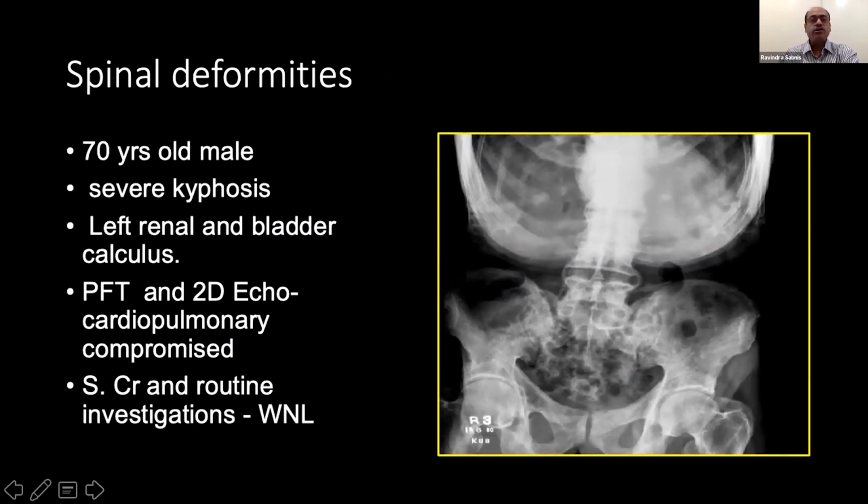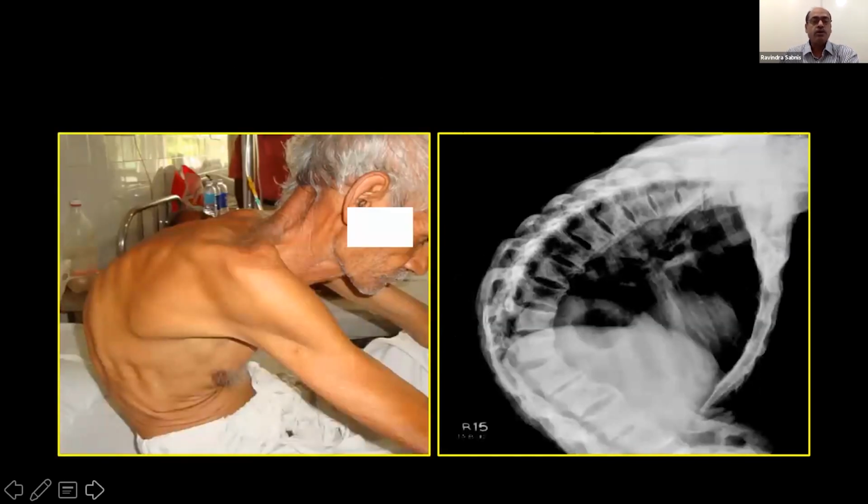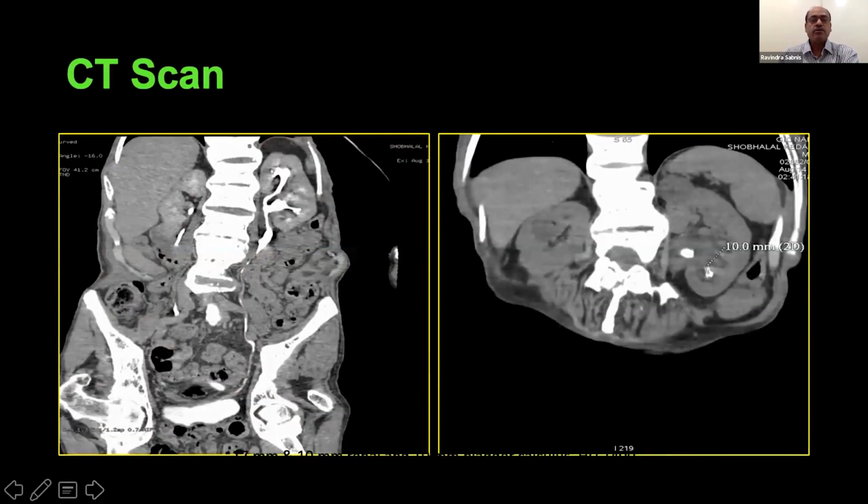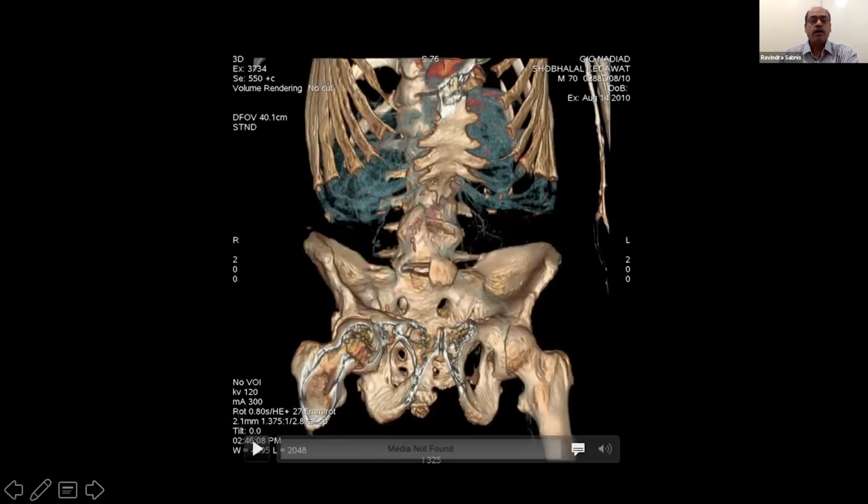Sometimes the challenging situation is a spinal deformity, and this is a very, very challenging case. A 70 year old male, severe kyphoscoliosis. You can see that this is the plain X-ray KUB, and this is how the patient was. X-ray KUB was also very difficult to take. This patient had a renal pelvic and a lower calyceal stone with recurrent UTI, normal creatinine, and you see that there's a stone here and a lower calyx stone here. And you see how the CT scan looks.